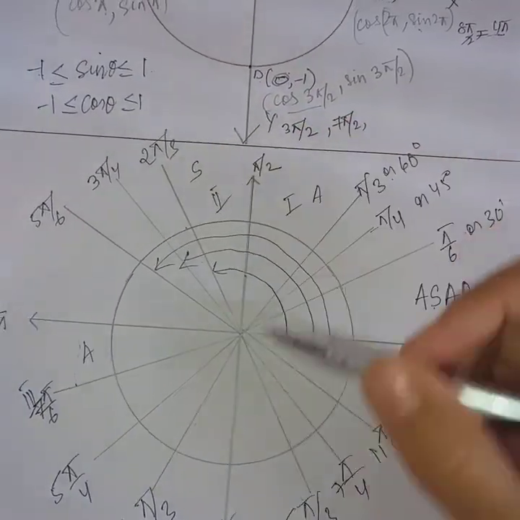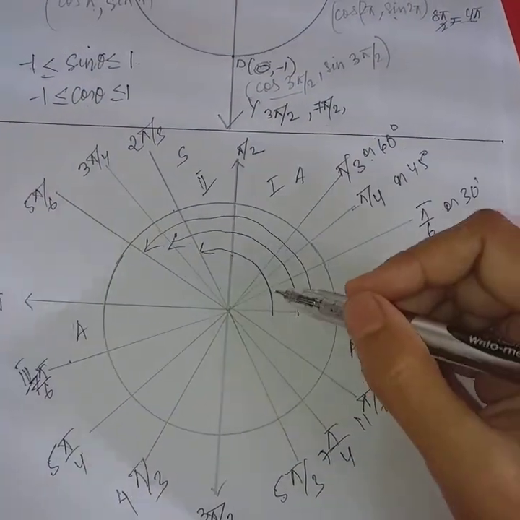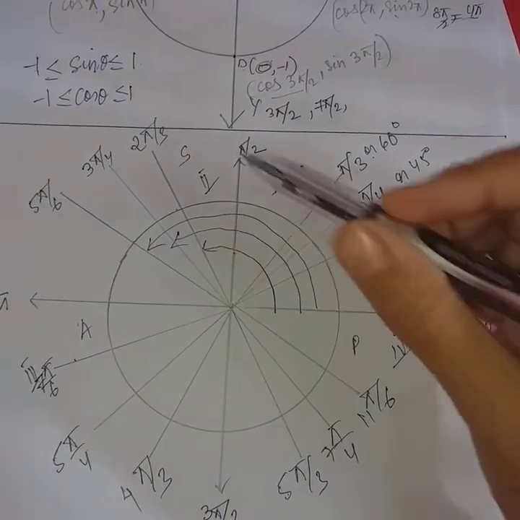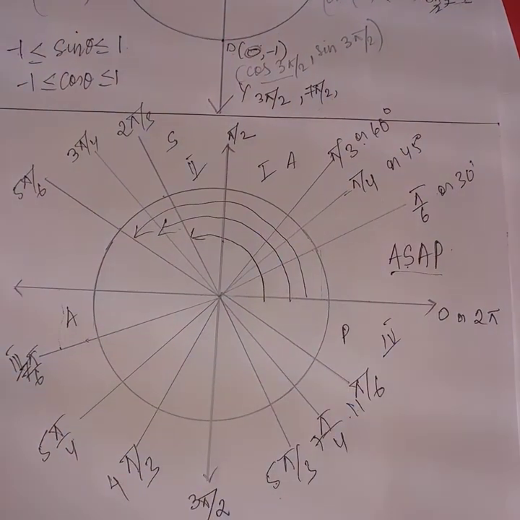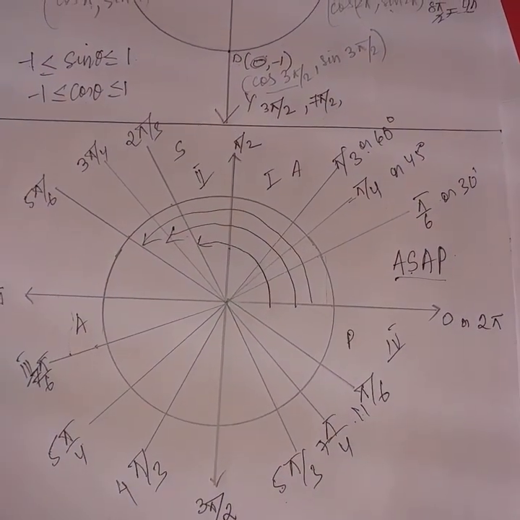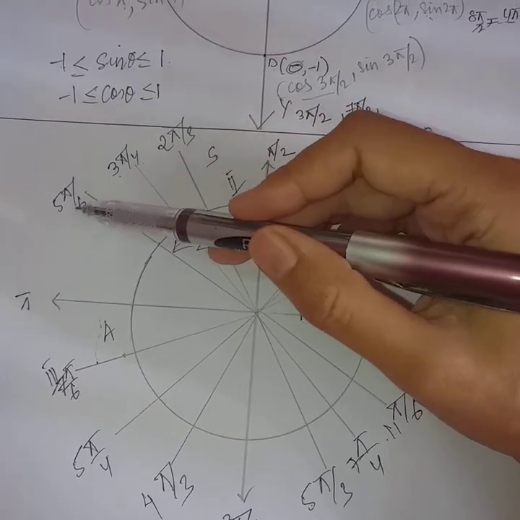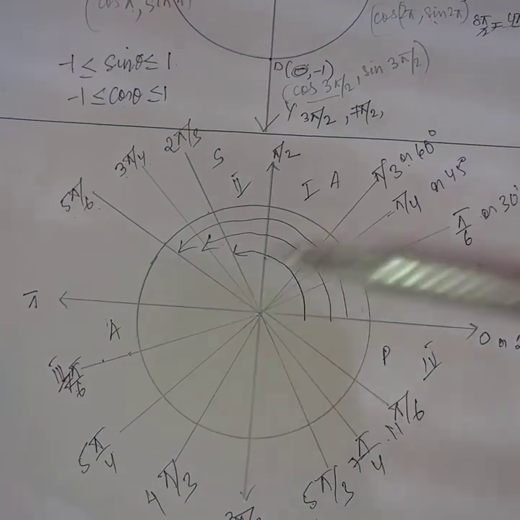So in this way we have different angles in different quadrants. This is a very important way to remember ASAP: subtract, add, and prime. 5, 7, 11 are the primes. So in the second quadrant we have 2 pi by 3, 3 pi by 4, 5 pi by 6 angles, and in the third, 7 pi by 6, and so on.